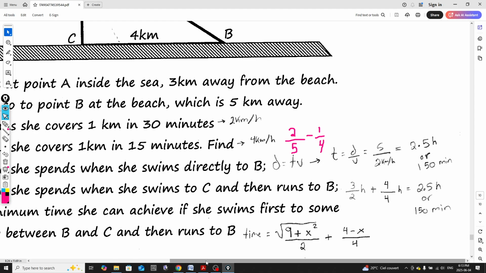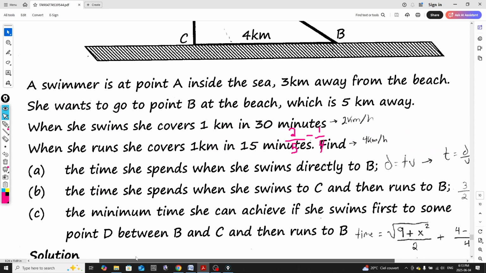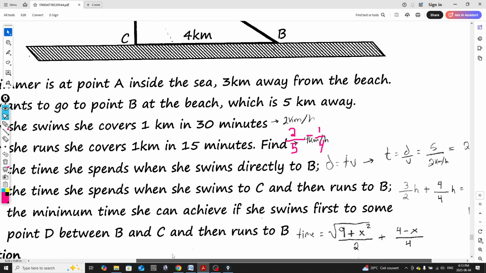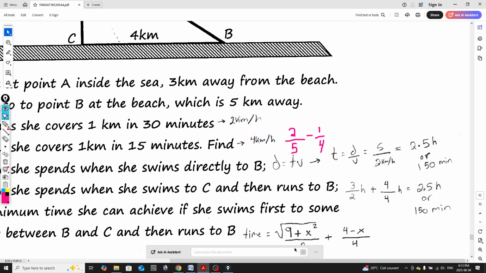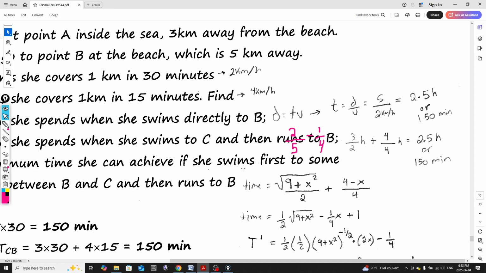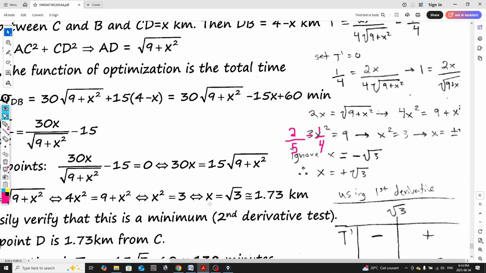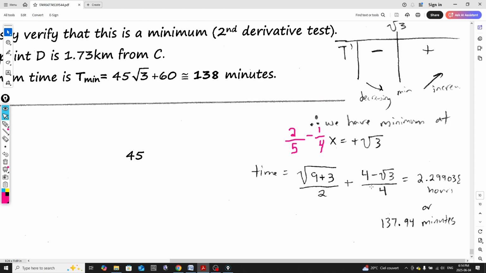Now, what was the question? The minimum time she can achieve if she swims first to some point D. Okay, so that means you're going to take that x equals square root of 3, you're going to plug it into this, and you're going to get an answer. Okay, so when you do that, that's what I do here. I wouldn't say this is a calculator question. I just kind of gave you this, but you would just go and simplify this as best you can. Okay, and that would be pretty much it. Okay, so there you go.